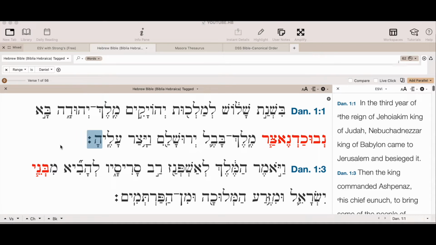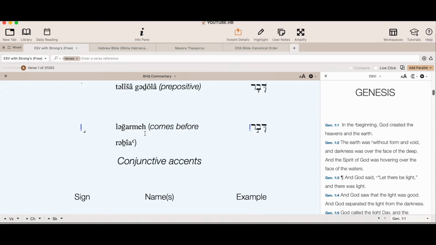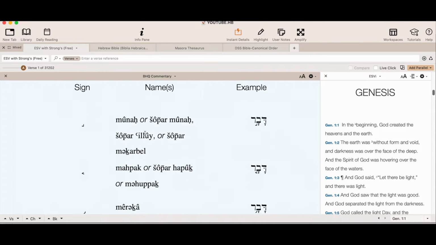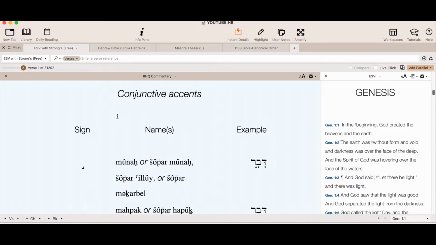analyze the words themselves, I want to look at some of the cantillation marks here. So first of all, on bishnat, we have the conjunctive accent, or the conjunctive cantillation mark, munach. And so I'll bring you over really quickly to BHQ here. And in the conjunctive accents there, you can see right at the beginning of the BHQ commentary, you will see munach, okay? And so this is going to join the word to what follows. That's what conjunctive accents do.